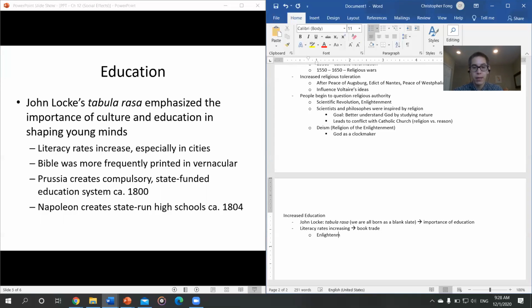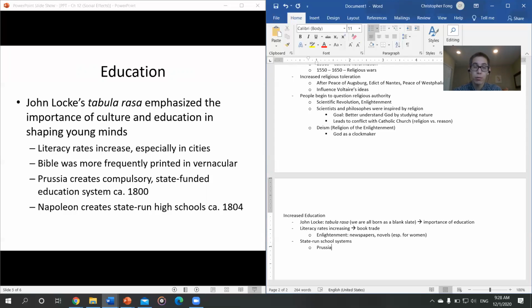So during the Enlightenment, we see newspapers being published in cities. We also see novels, especially novels for women. And so there's a whole new literary genre, I suppose, targeted towards middle and upper class women, allowing them to read, I guess we would call them romance novels today. And then we also see the first state-run school systems.